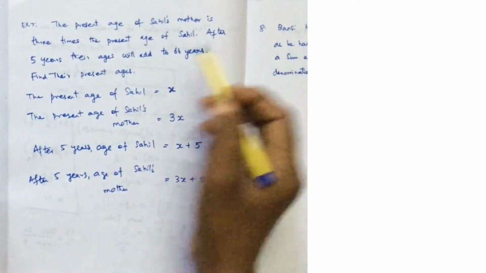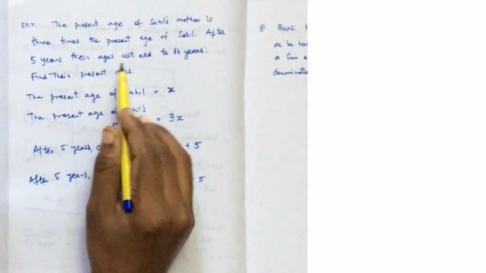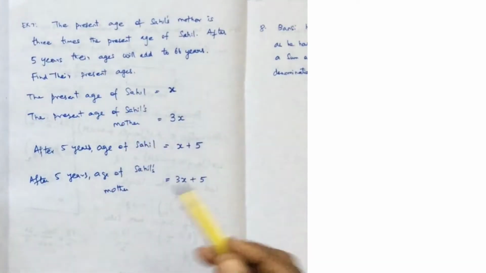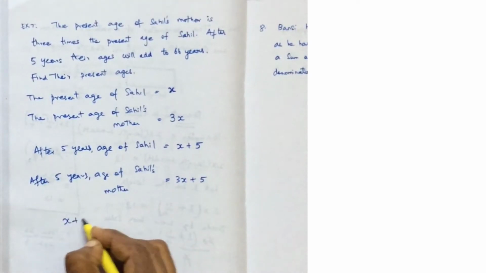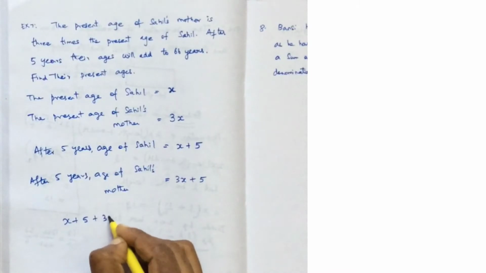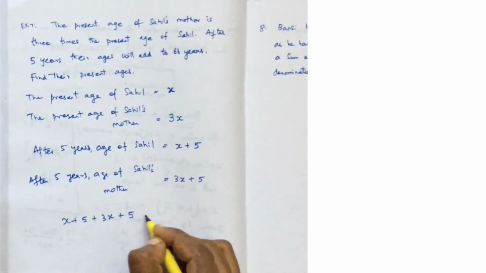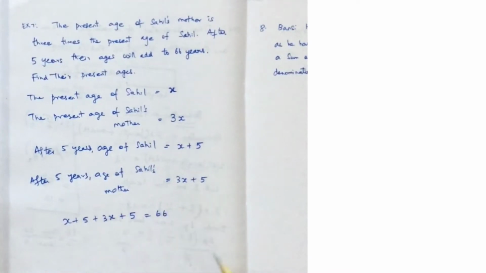After 5 years, their ages will add to 66. So, after 5 years, if you add the ages of both, it will give 66. Now, what is the equation? Now, we have to add this. X plus 5 plus 3x plus 5, that is equal to 66. Now, we have to solve this. It means we have to find the value of x.